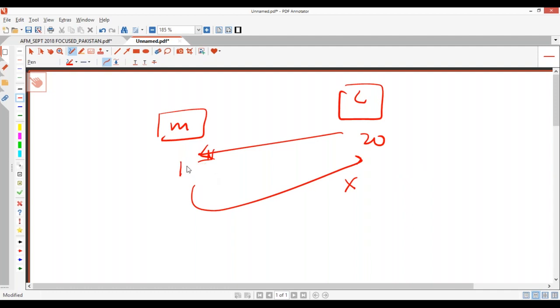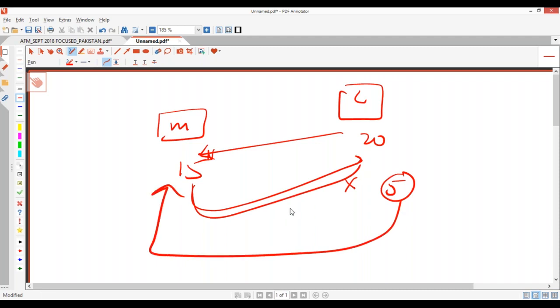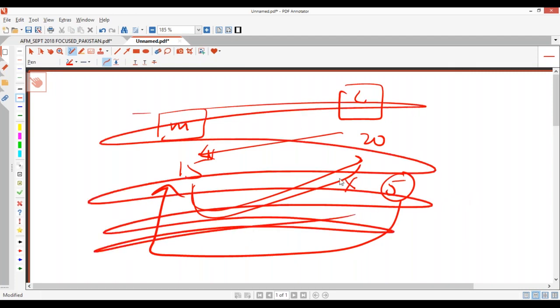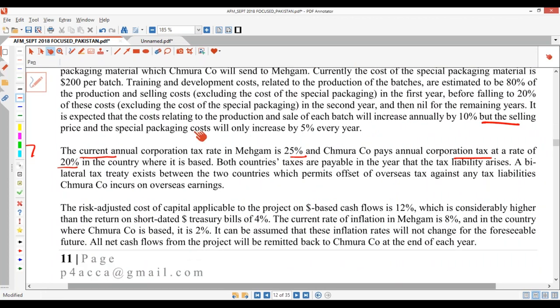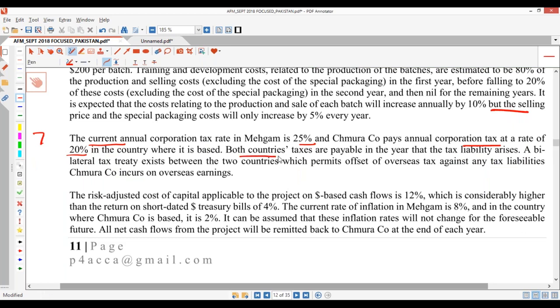Worst case scenario, if you pay 15, you come back, you need to pay another 5 on the profit that is based on the 15. Then you have to convert to local dollar currency. But in this case, I think it's going to be straightforward. I think the examiner knows that this question is going to be a time-consuming, mind-boggling type of question. You're going to have more time to do maybe the second part or whatever. There you go. And both taxes are payable. A bilateral tax treaty exists between the two countries where you're going to offset with each other.